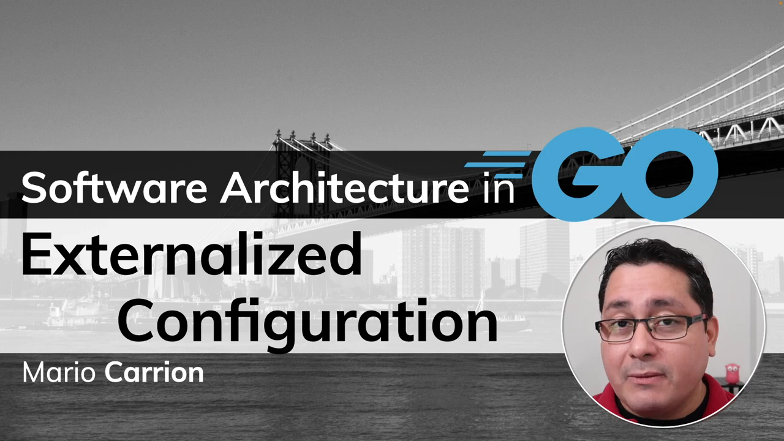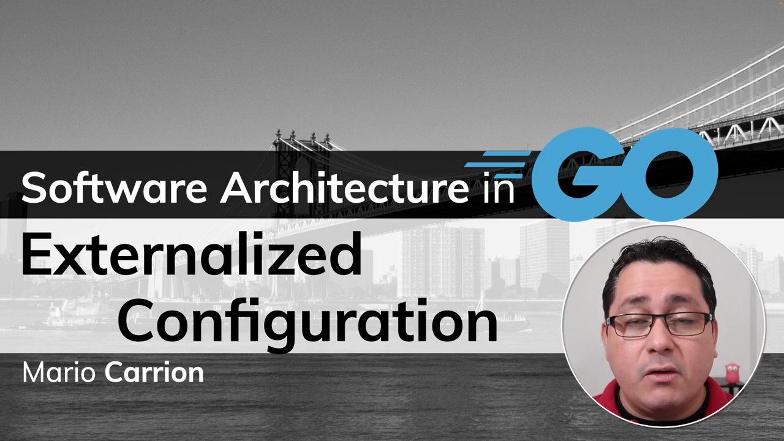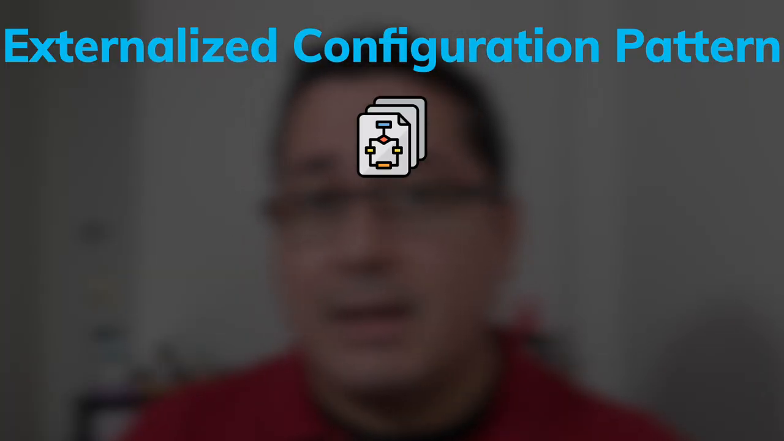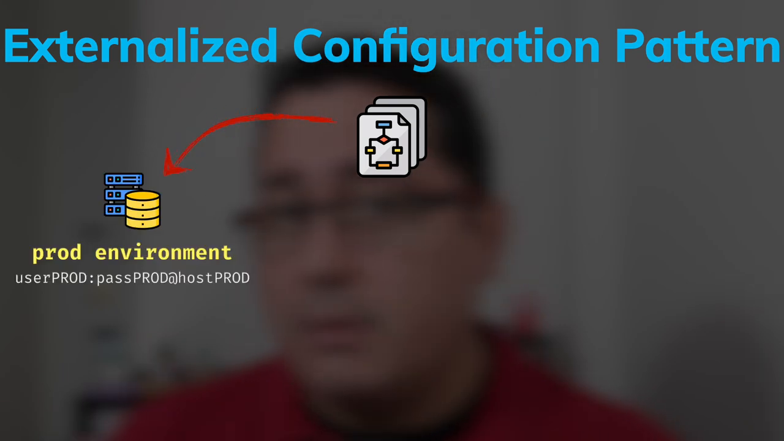In today's episode, I'm sharing with you the externalized configuration pattern. When we're building applications, one of the things that we need to define is configuration. One of the most common examples is defining database configuration. We have a username, password, and hostname that really change depending on the environment. Maybe we have one for production, one for development, and one for QA.